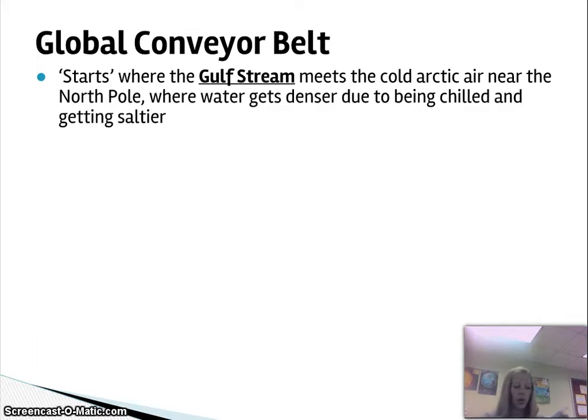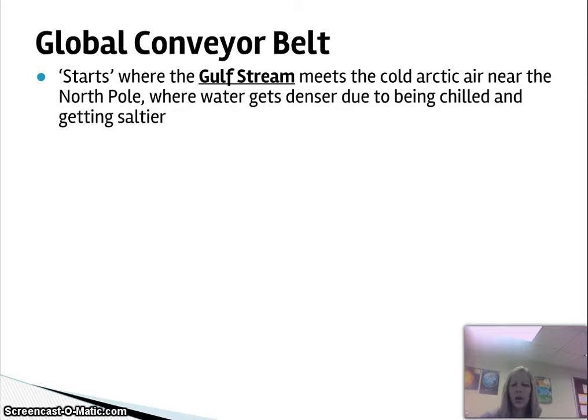A couple of things that we want to make sure we include. There's no starting point of the conveyor belt that moves this water, but I like to think about the Gulf Stream as it travels north between northern Europe and Iceland. The Gulf Stream water becomes more dense, and it's because it's getting colder and it's also getting saltier.